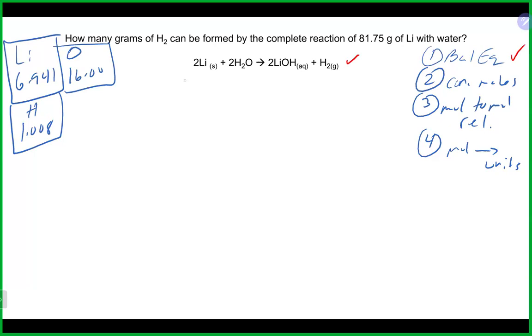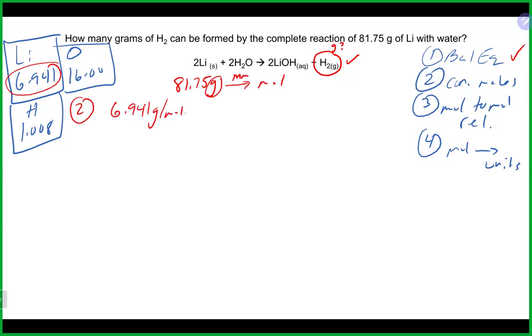The only thing that was given to us in this case is 81.75 grams of lithium. We are interested in how many grams of hydrogen that would be. Do I need to do step number 2, which is convert to moles? I do, because this is in grams. It needs to go to moles, and that's going to require the molar mass of lithium, which is 6.941 grams per mole of lithium.